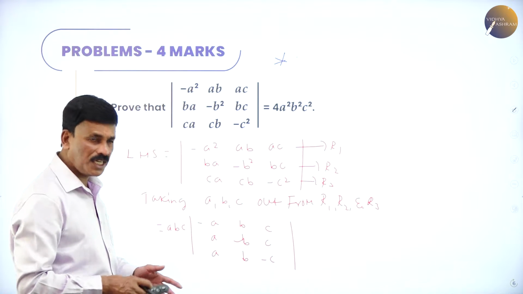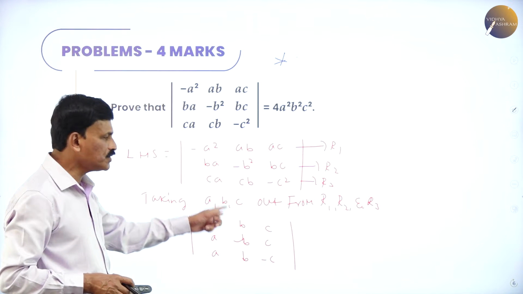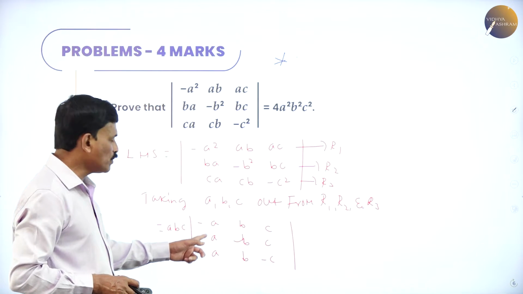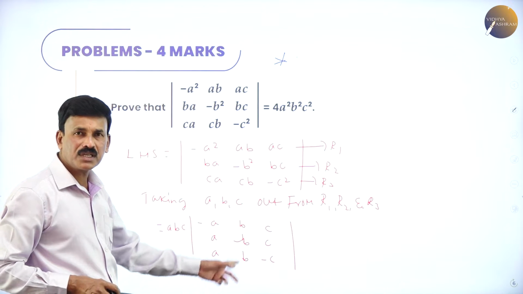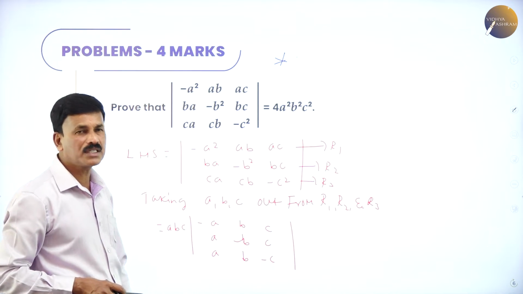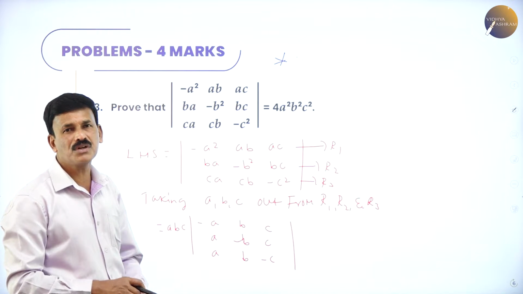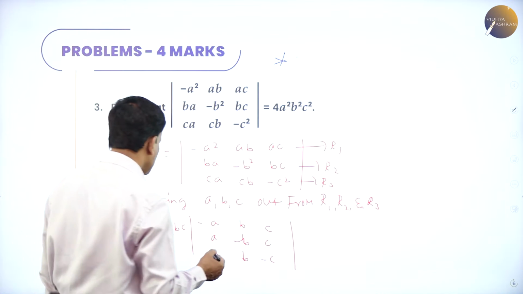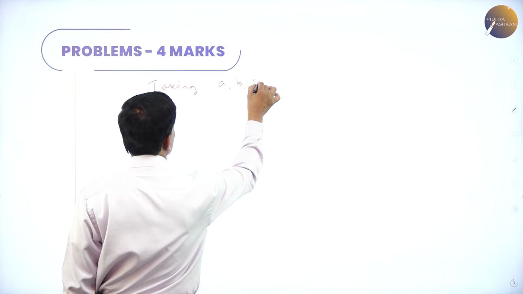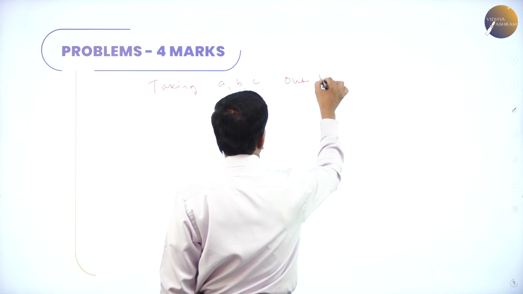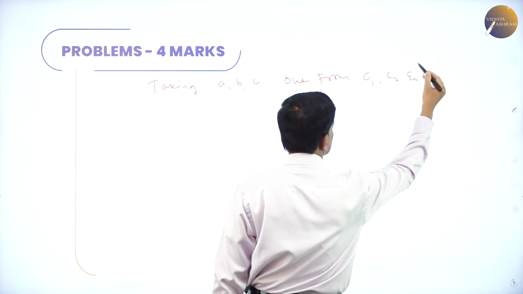Now again take a, b, c common factor from C1, C2 and C3. See, in column number 1 we have a common factor, in column 2 we have b common factor, in column 3 we have c common factor. We can take a, b and c again out from C1, C2 and C3.